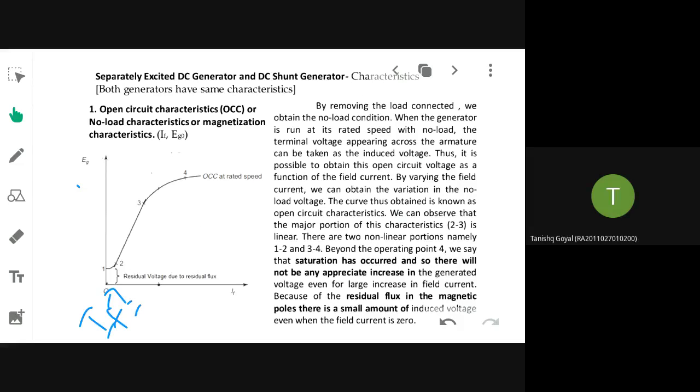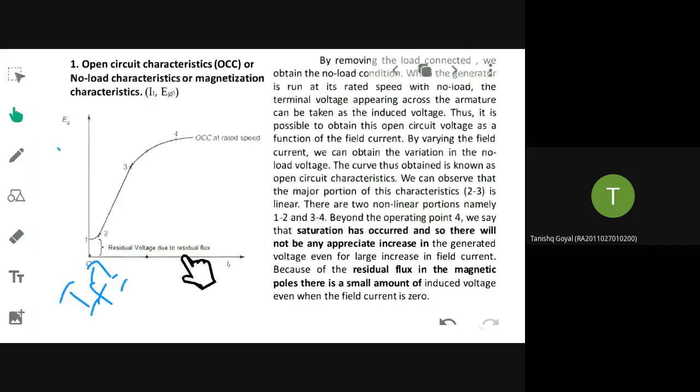EMF is present. So that EMF is called what EMF? Residual EMF due to residual flux. You know what the residual magnetism property is? That we have studied in this same unit under magnetization.